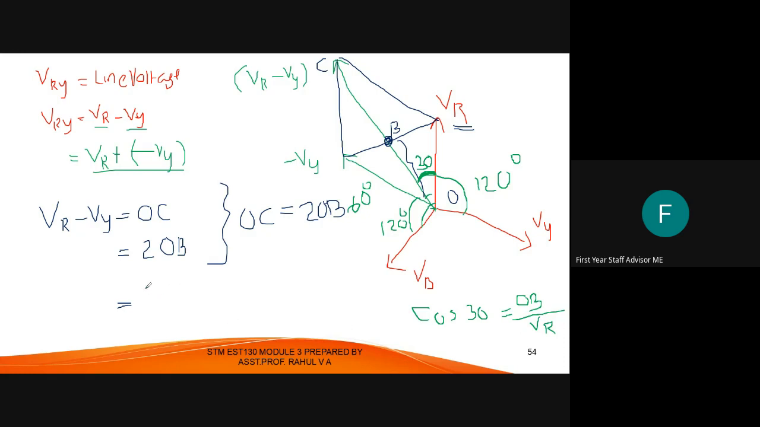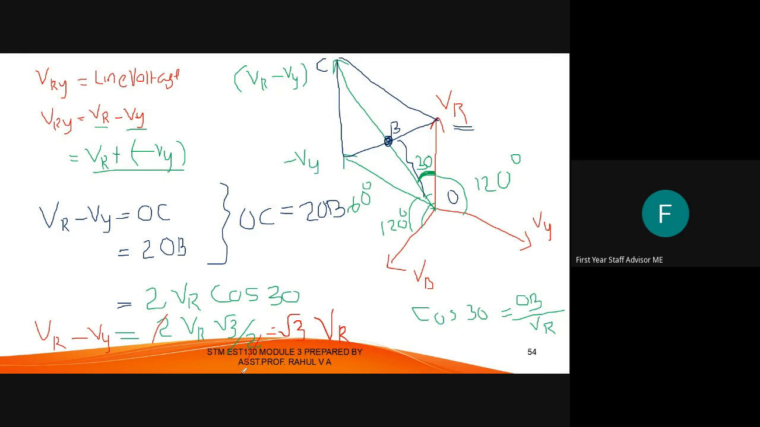So what I can do is write 2 into VR into cos 30. Cos 30 is root 3 divided by 2. So I can cancel these two together. And then in the final term, we have VR minus VY is equal to root 3 VR. You can write VR minus VY is equal to root 3 VR.